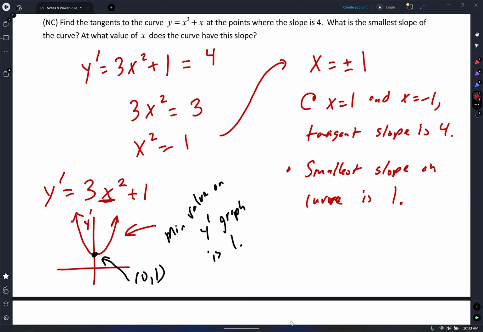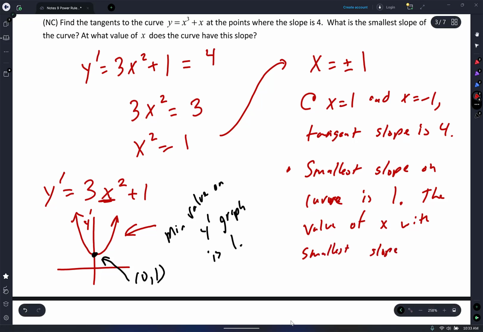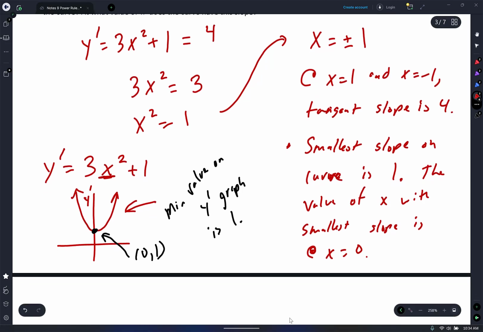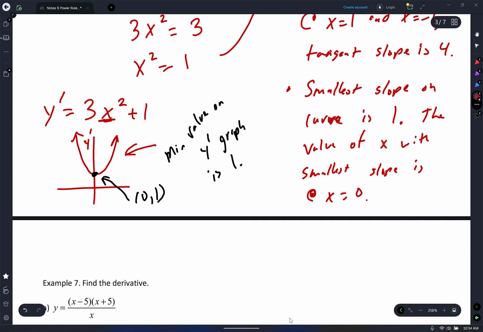Does that make sense? All right, and let's see. At what value of x does the curve have this slope? Okay. The value of x with smallest slope is at x equals 0. At x equals 0, you have the smallest slope. Are we okay? Okay. I didn't know if I should have included those questions or not because I don't know if we were ready for it or not, but I think we're ready.